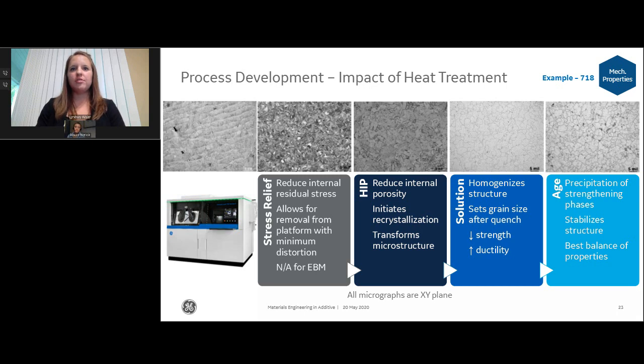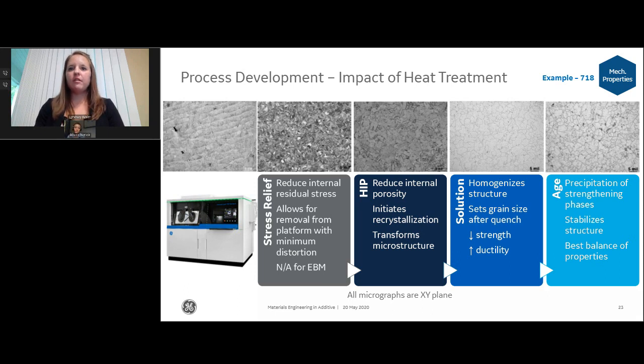Then we'll send that through a stress relief process to reduce the internal residual stresses that are inherent to the welding process. Going through this cycle will allow you to remove the parts from the platform with minimal distortion. This step isn't necessary for electron beam because there's a sinter step within the process that keeps the powder bed at a pretty high temperature, and thus at the end of the process, there aren't as many residual stresses internally as there are after a laser powder bed fusion.